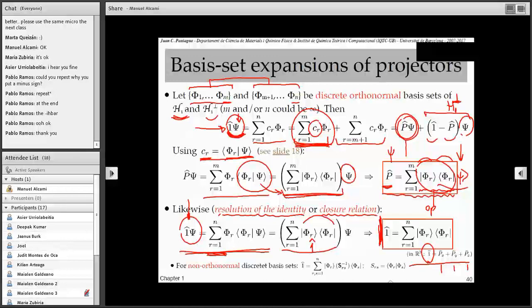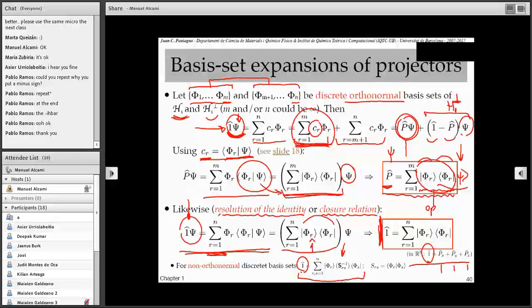It's important to remember that all of this is valid for orthonormal basis sets. If the basis set is non-orthonormal, the resolutions of the identity are more complex. It can be shown, you can take this and apply it to any vector, and you can verify that this is the identity operator when the basis set is non-orthonormal.